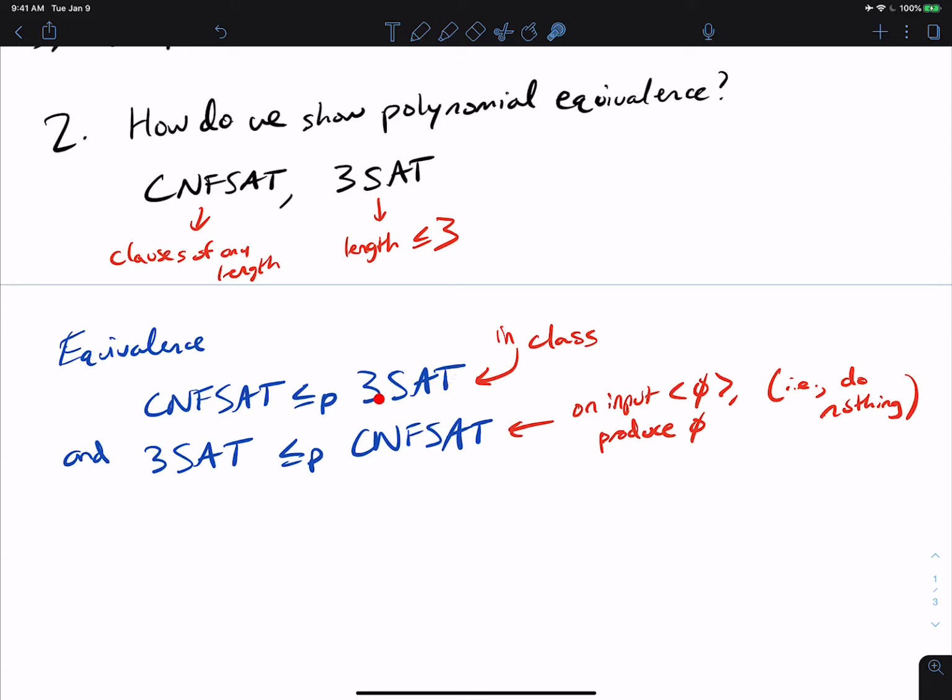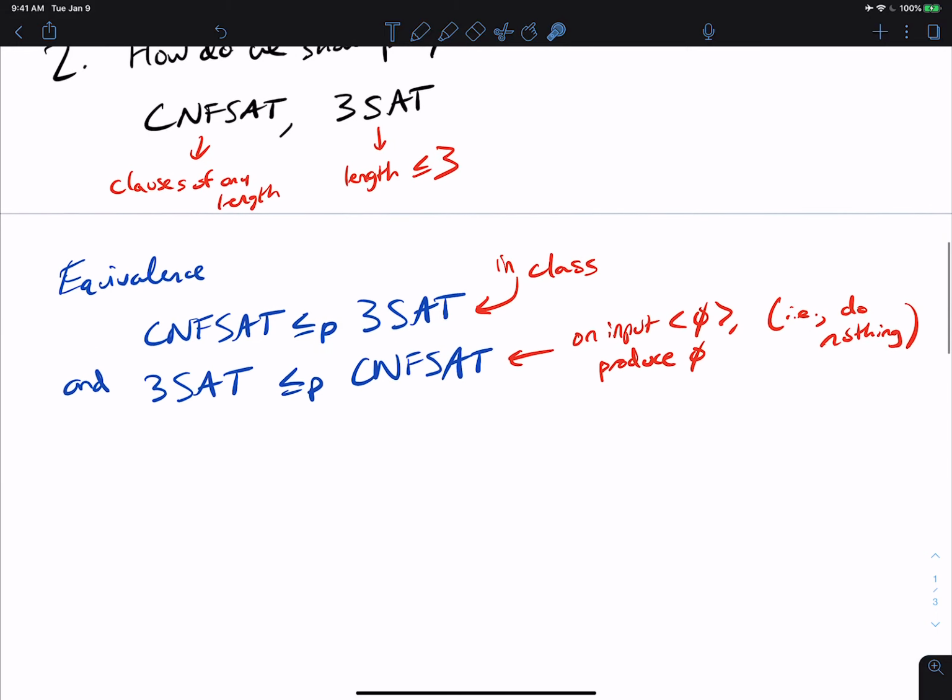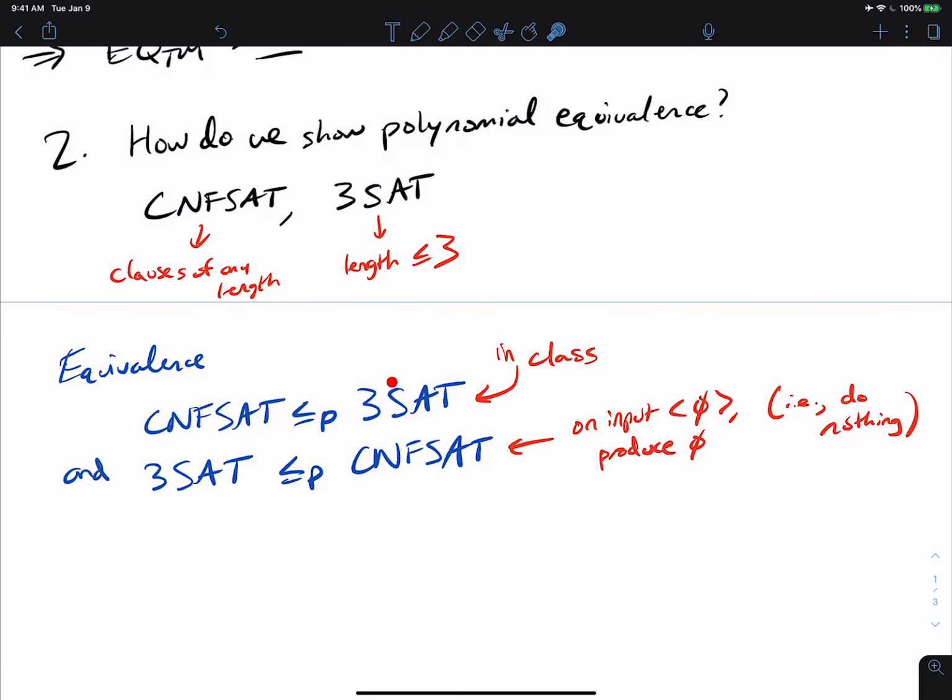Here, for the first one, we had to modify the formula, of course, to get it into the right format for 3-SAT. But for CNF-SAT, that just includes everything in 3-SAT already, so we don't have to do anything special. So the first one we showed took polynomial time, and the second one takes no time at all, so therefore it runs in polynomial time. So that's a way to show equivalence: they're polynomially equivalent if we can do both directions of the reduction here.